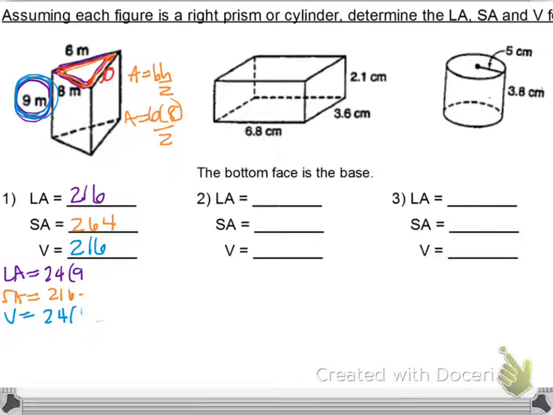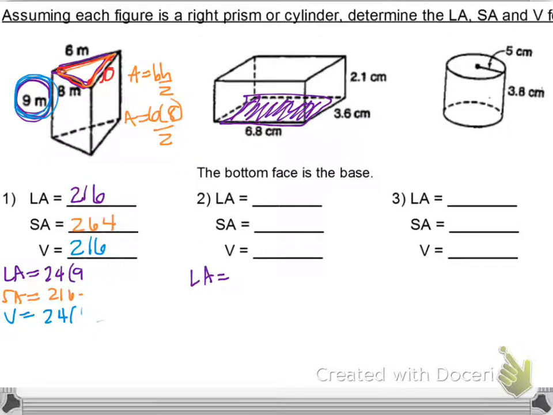All right, number 2. Here we have a rectangular prism. To start out, I'm going to get the lateral area. I don't know why it's not letting me write right now. Hold on. Okay, lateral area equals the perimeter of the base. So here is my base. It does say the bottom face is the base, because in a rectangular prism, technically we could say the two side rectangles are bases, so it's just getting specific.